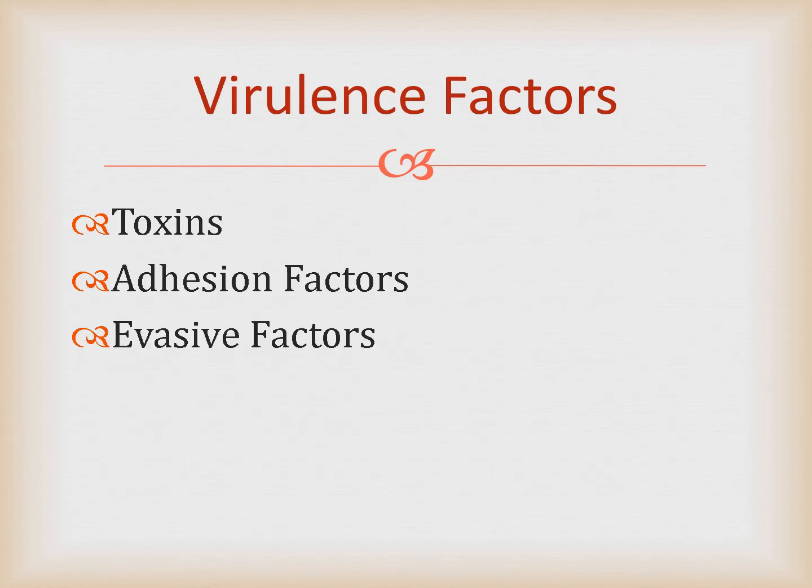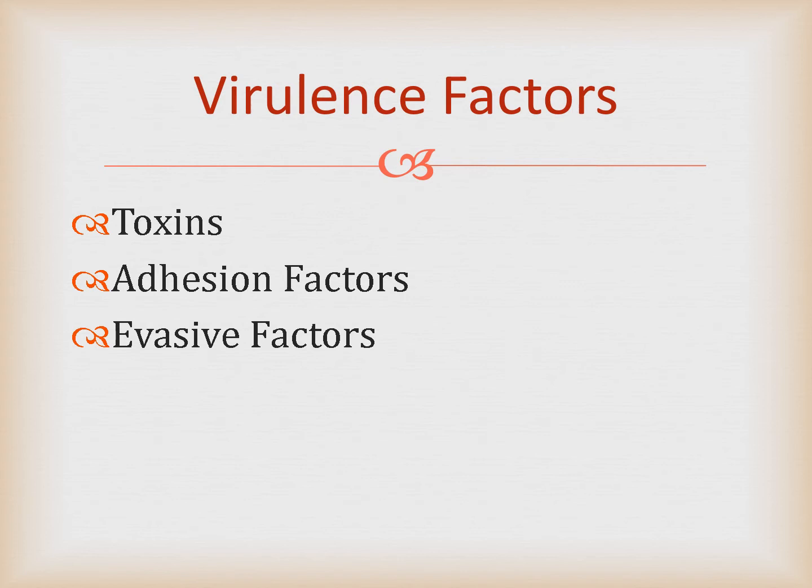Virulence factors are substances or products generated by the infectious agents that enhance their ability to cause disease. There are 3 groups of these. Toxins, which include endotoxins and exotoxins, which we discussed earlier under bacteria. Adhesion factors, these help the infective organism to stick to the body, specifically the host cells, so that they can colonize in the host. And evasive factors, these help keep the immune system from killing the infective agent.